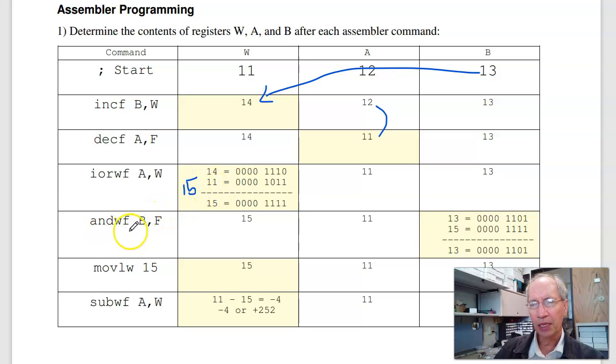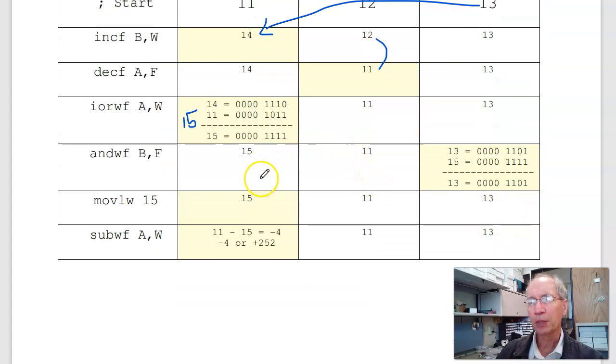Do a logical AND B with W. So W is 15, B is 3. That clears out the high 4 bits, leaves the low 4 bits alone. So the answer is 13. 13 and 15 is 13. Move 15 to W. No change.